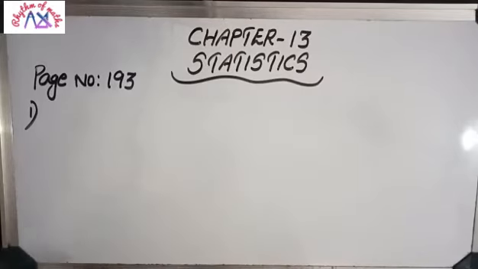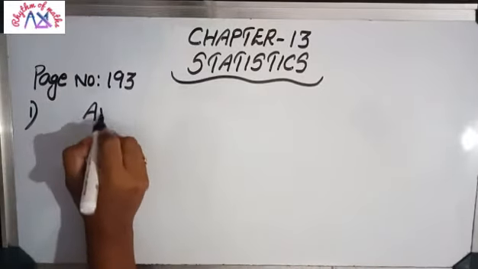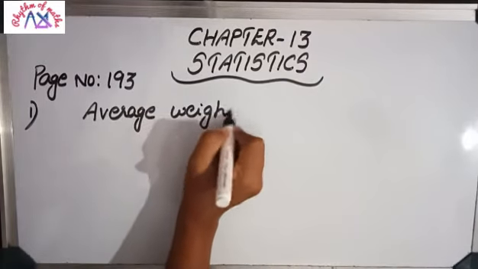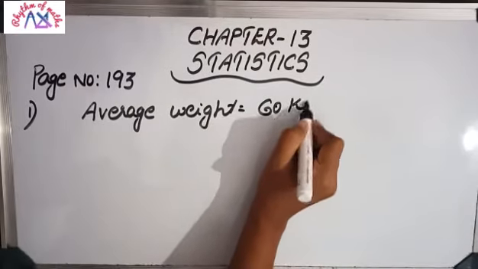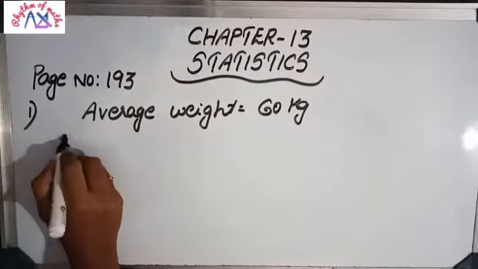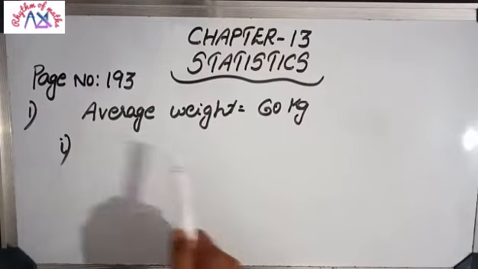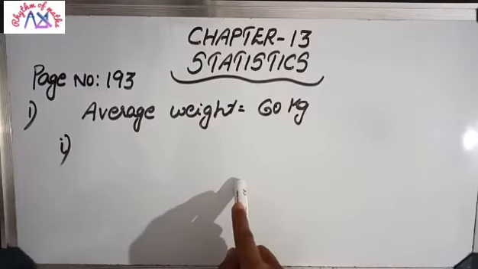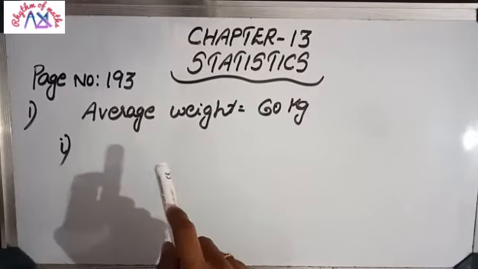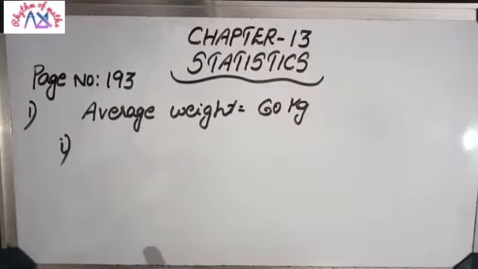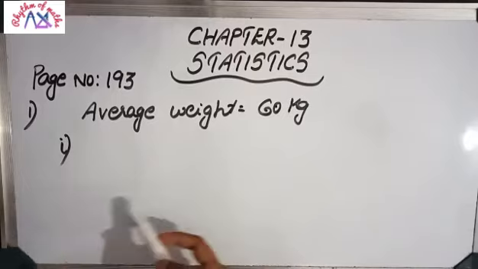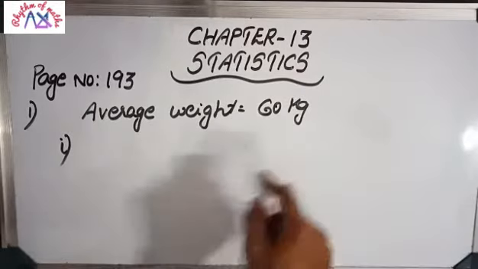Here in the first question, it is given that the average weight of 6 players is 60 kg. Out of those 6 players, we have to prove that there is a weight which is less than 60, and in the second sub question we have to prove that there is a weight greater than 60.